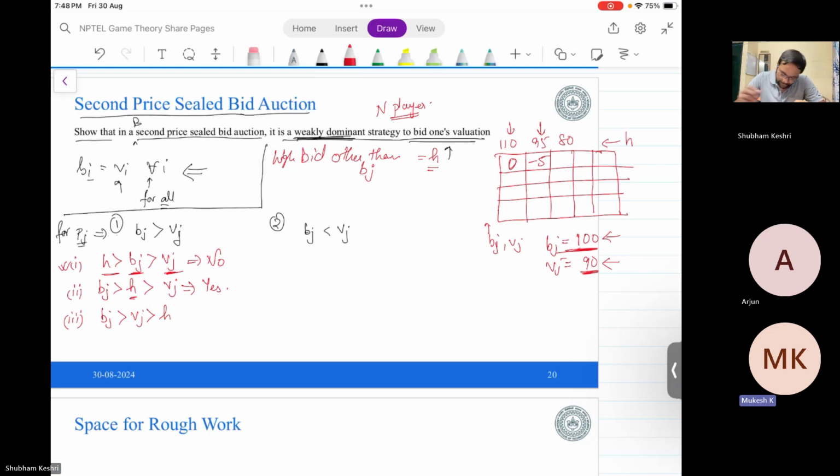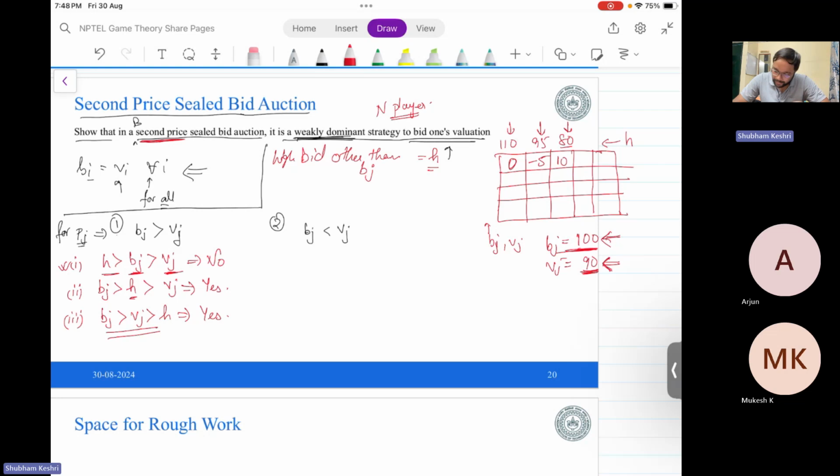In this case, is he winning or not? Suppose the highest bid of the other players is 80. He is bidding 100 and his valuation is 90. He is winning, right? But what is his valuation? His valuation is 90. He is paying 100. No, he's not paying 100. He's paying 80, the second highest. So the utility is 10, right?